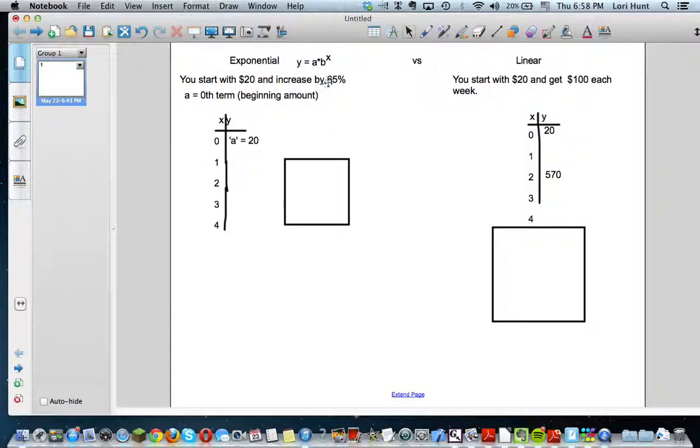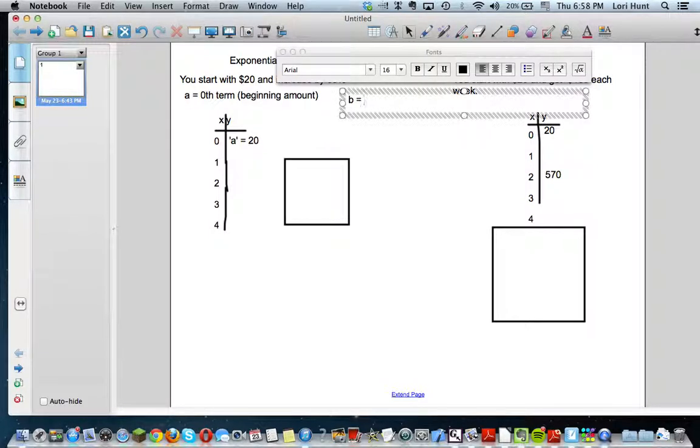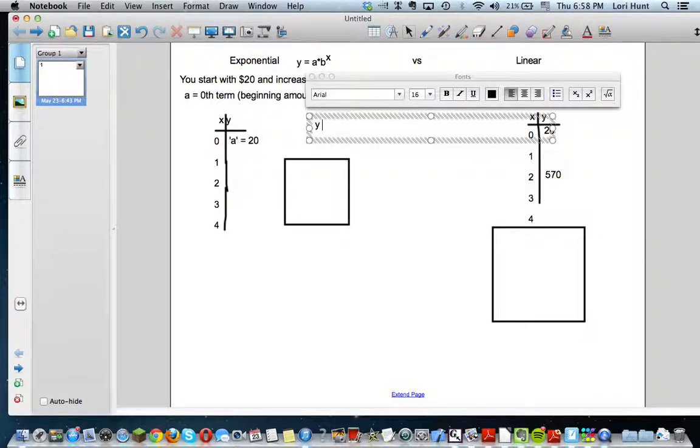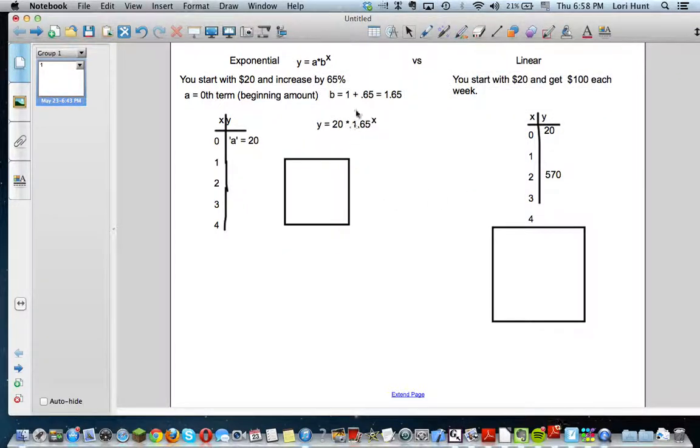And if you're increasing by 65%, then the b in this particular case would equal 1 plus 0.65, because 65% can be written as 0.65. So it would be 1.65. And so I could just easily write the equation y equals 20 times 1.65 to the x. So that is one way to look at an exponential problem.